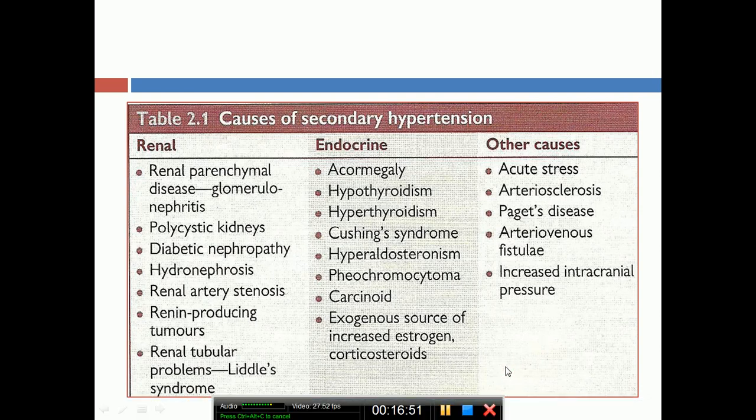So these all could be the potential secondary causes of hypertension, which means that if someone is having any one of these diseases, he can have hypertension secondary to this disease. For example, if we take hyperthyroidism or diabetic nephropathy, renin producing tumors, because renin can cause retention of fluid. Hyperthyroidism, like thyroid increases metabolism and many other things.